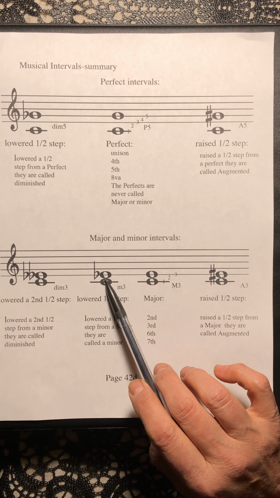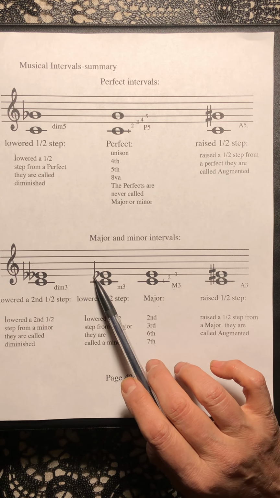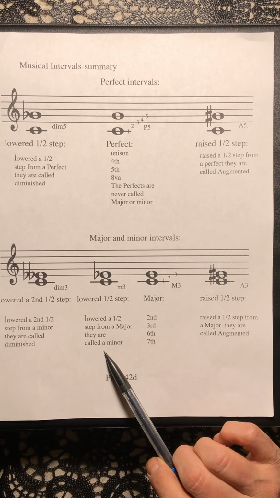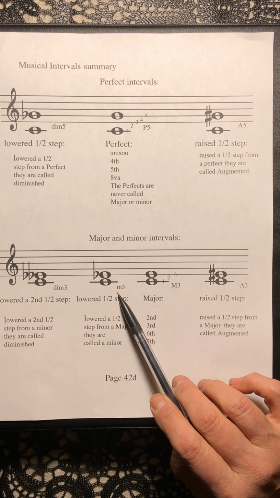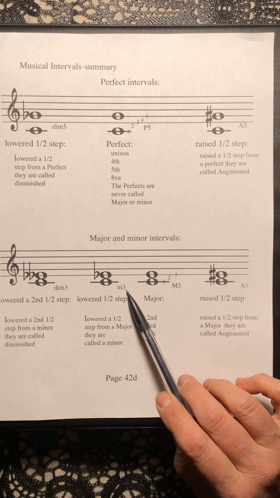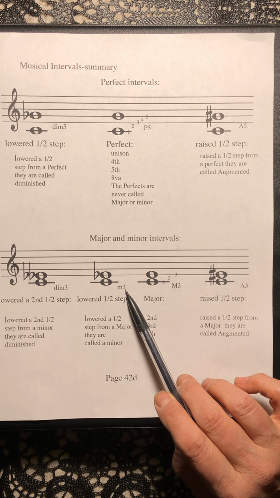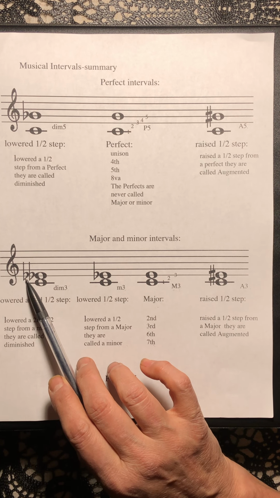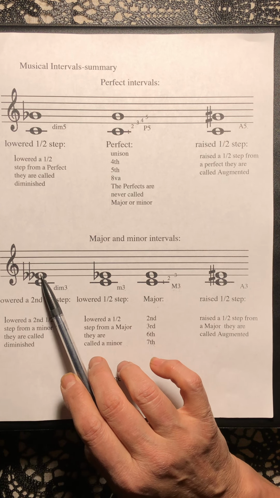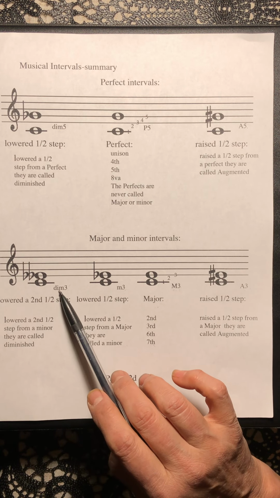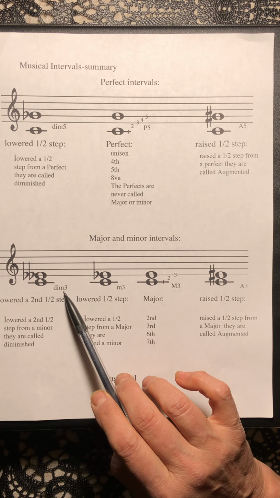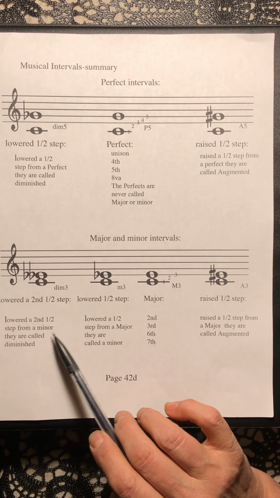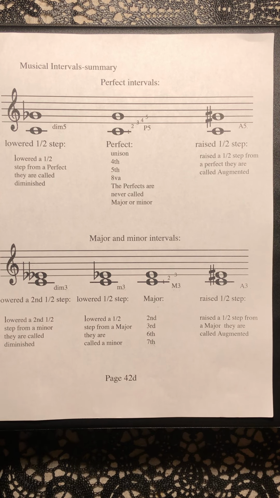And if we lower the top note half a step from the major, they are called minor. We abbreviate it with a small m, 3, minor third. Likewise, if we reduce it a second time, double flat, C to E double flat, it's called a diminished third, small dim. Lowered a second half step from the minor, they are called diminished.